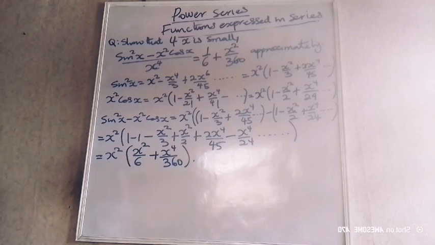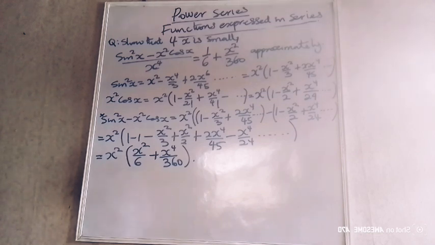So here, we did the subtraction. And since they have the common factor x squared, that is left outside, so we now put the others into brackets. We have 1 minus x squared over 3 plus 2x raised to the power 4 over 45, minus brackets 1 minus x raised to the power 2 over 2 plus x raised to the power 4 over 24, and continues like that.